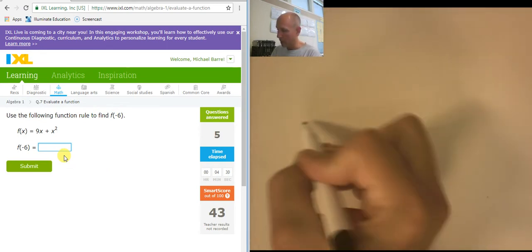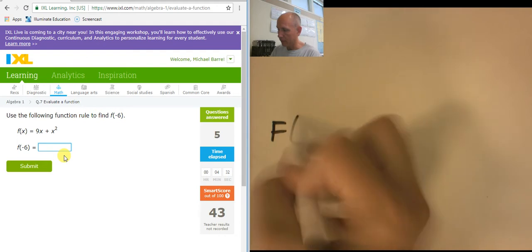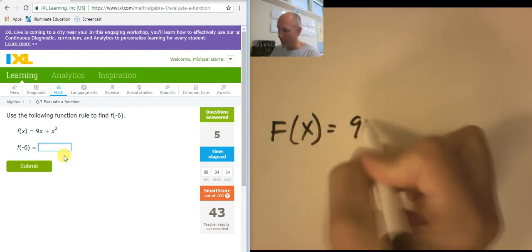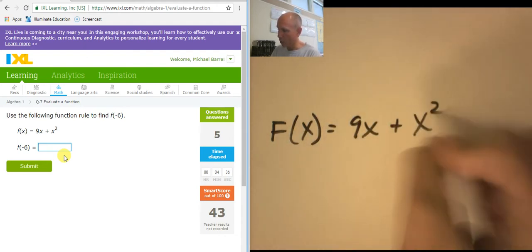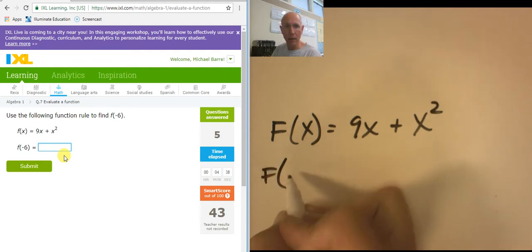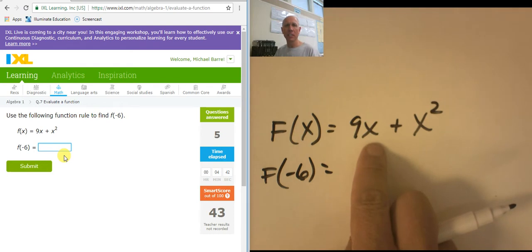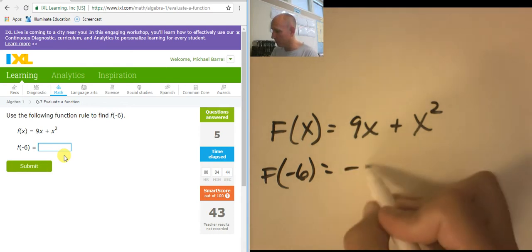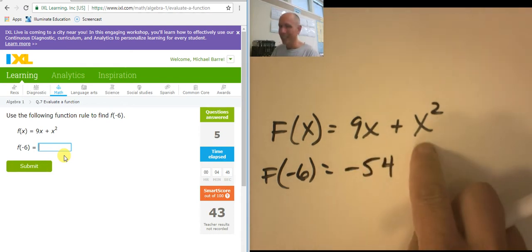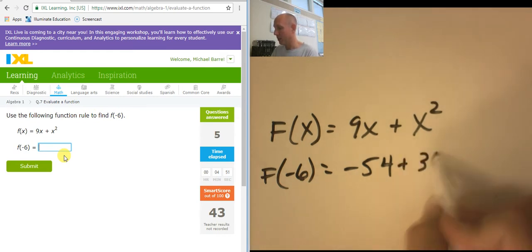So I'm doing f of x equals 9x plus x squared, and I'm going to find f of negative 6. All right. So what's 9 times negative 6? 9 times negative 6 is negative 54. And what is negative 6 squared? Negative 6 squared is 36, positive 36.